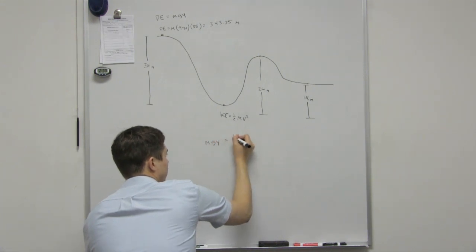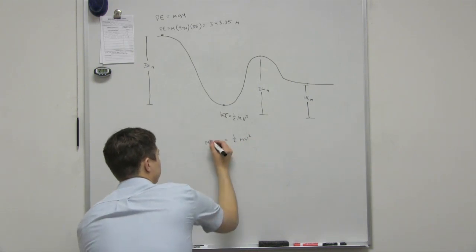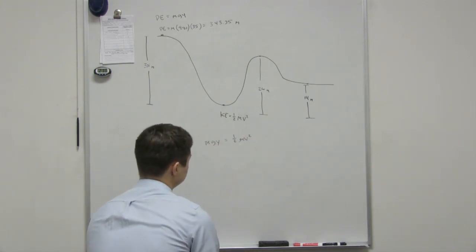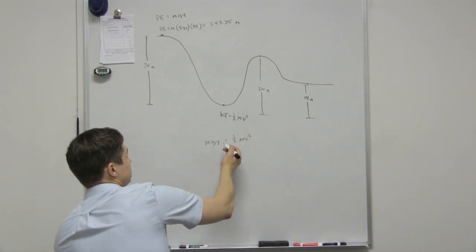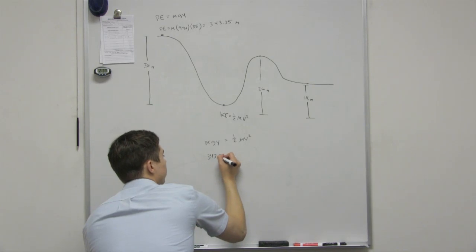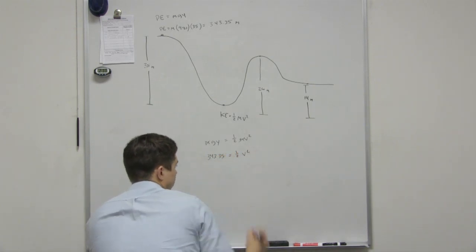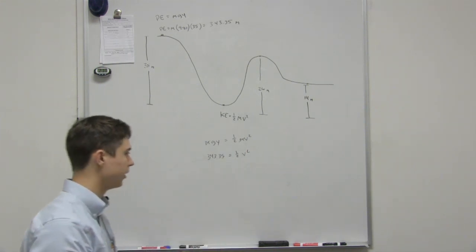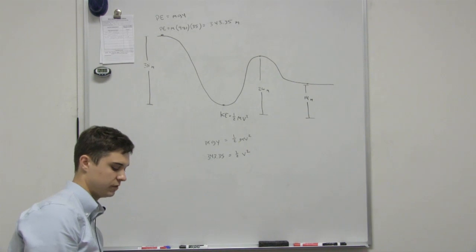mgy equals 1/2 mv squared. We see that there's cancellation of the m's. We already know that g times y, because we did it up there, is 343.35. Now on this side, all we have is just that one variable, and it's the variable that we're looking for. So now we can solve algebraically.